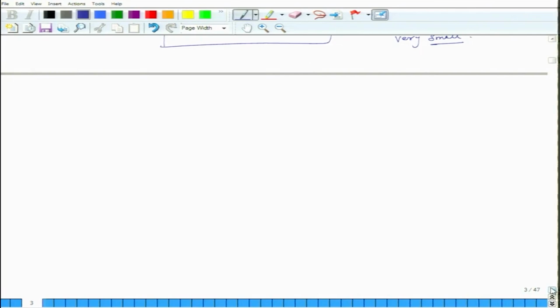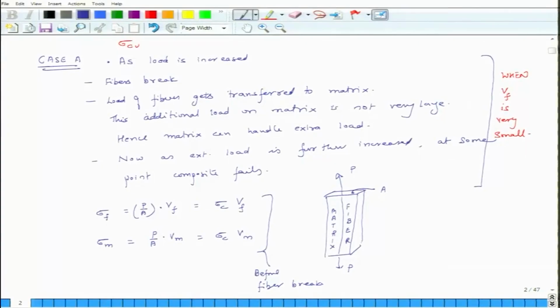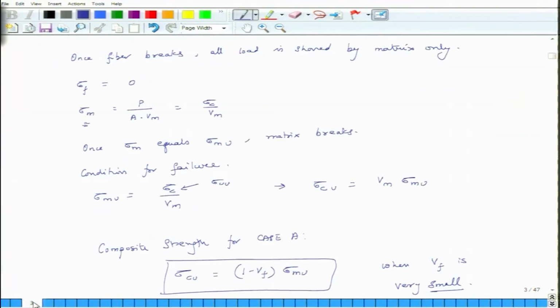So, we will now do case B. In case A, what did we say? In case A, we said that as load is increased, initially the fibers are going to break, the load of the fibers gets transferred to the matrix, and this increase in the load of the matrix is not sufficiently high. So, the matrix can handle the extra load and takes the external load. I can still further increase my external load, and as I increase it beyond a threshold, the matrix also fails. In case B, that is not the situation.